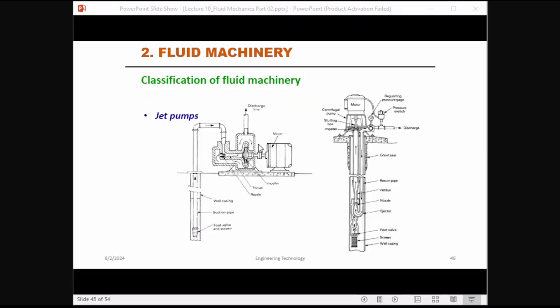Okay. Here you can see jet pumps. Here you can see the foot well and suction line. Then the jet pump you can see here, and the discharge here.